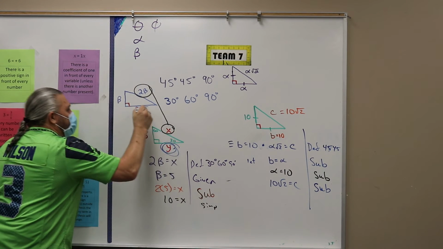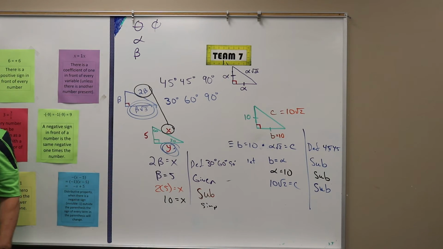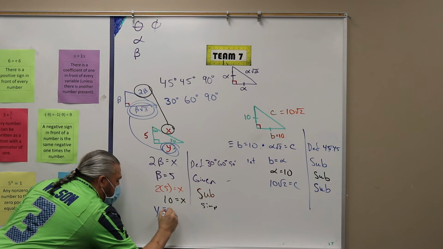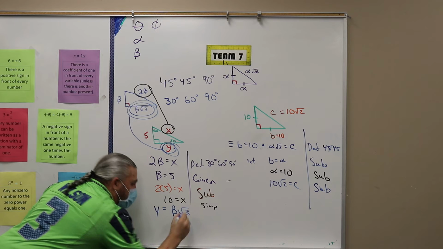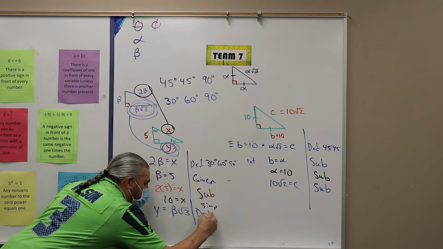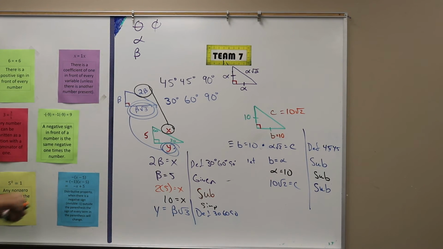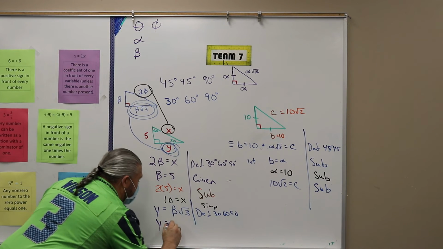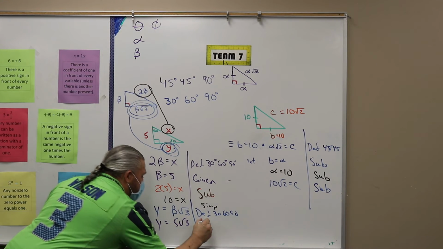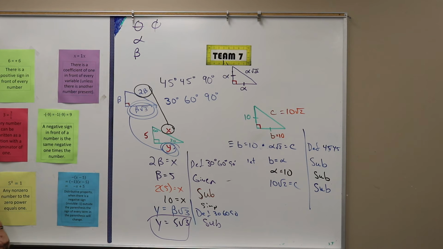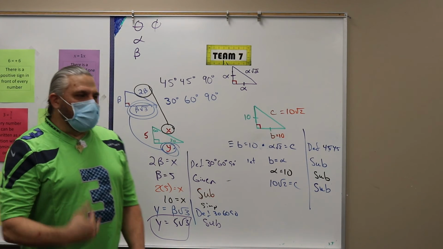y is beta times the square root of 3. So y equals beta square root 3. Definition of 30, 60, 90. Substitute it in. y equals 5 square root 3. Substitution. Done. Can it really be that simple? Yes. Can it get harder? Yes. And we'll do harder ones also.